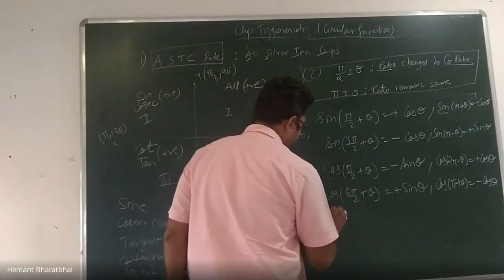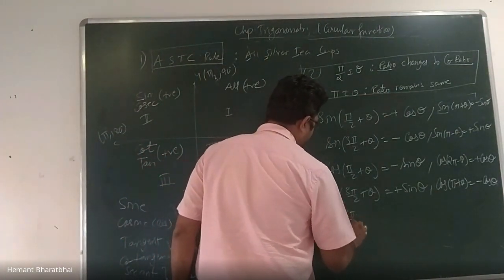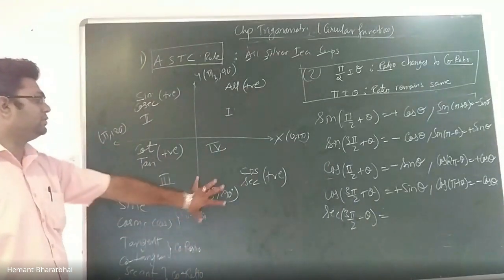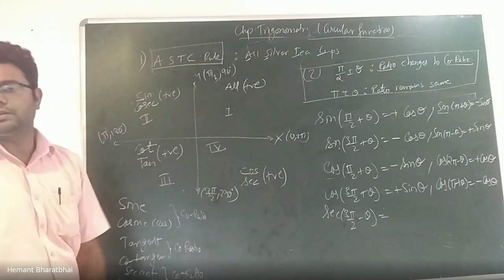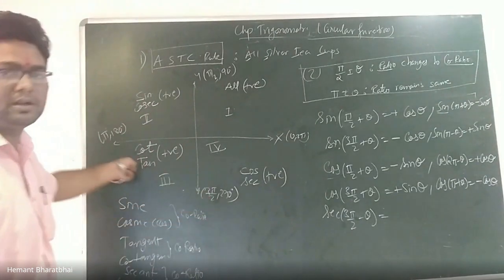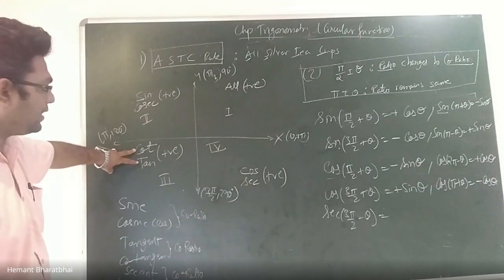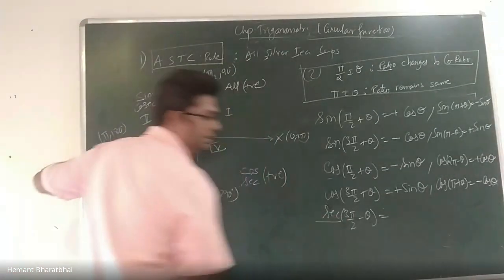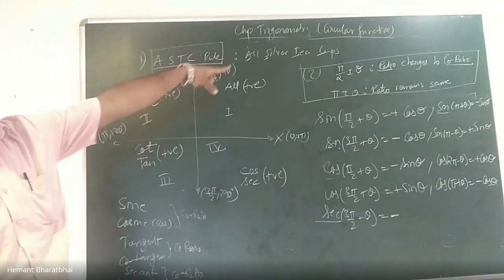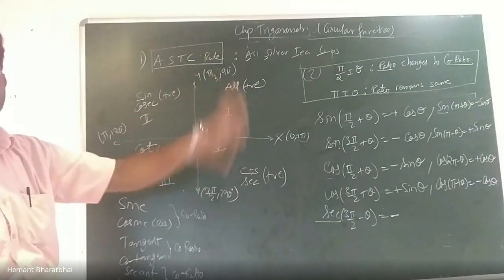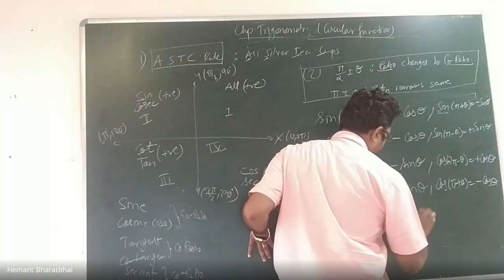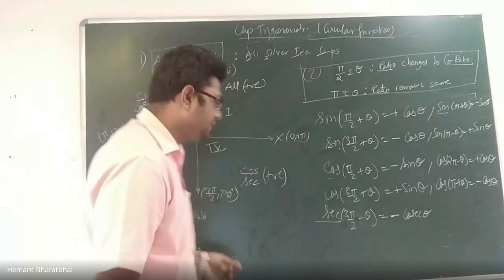Suppose I write sec of 3 pi by 2 minus theta. So when I do 3 pi by 2 minus theta, 270 degree minus something means I will go in the second quadrant. In second quadrant, cot and tan are positive. What I have written over here is sec. So it will be negative. Now, whenever it is pi by 2 plus minus theta, the ratio changes to co-ratio. So sec will get converted into co-ratio, that is cosec. So it will give me the answer as minus cosec theta.